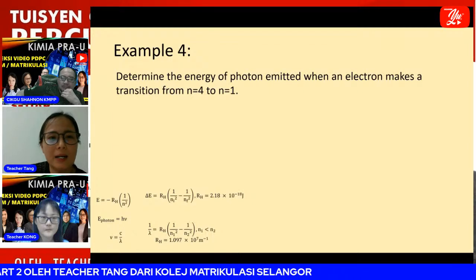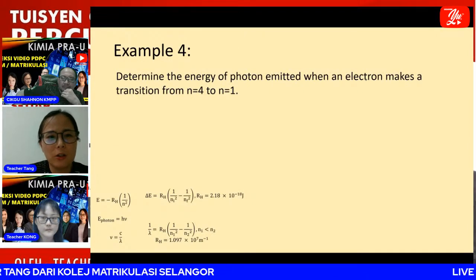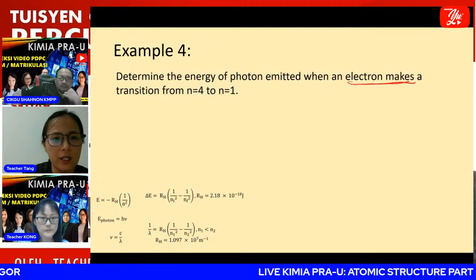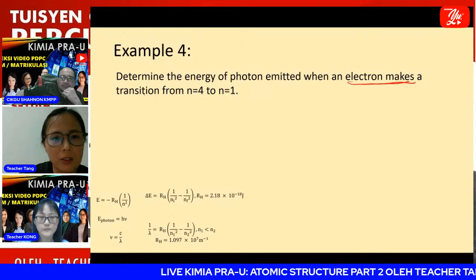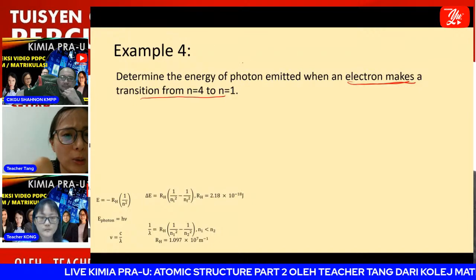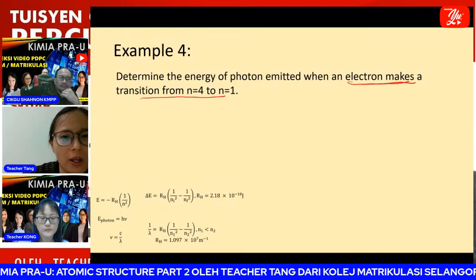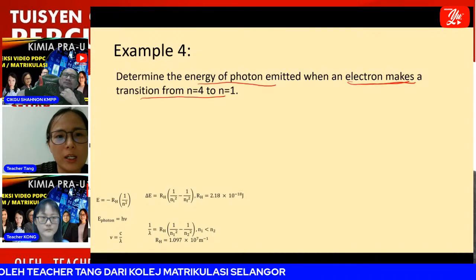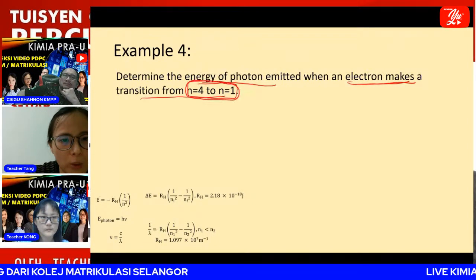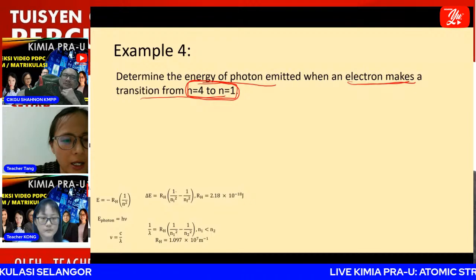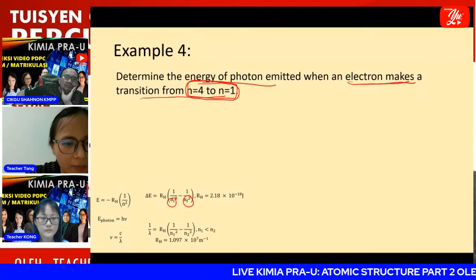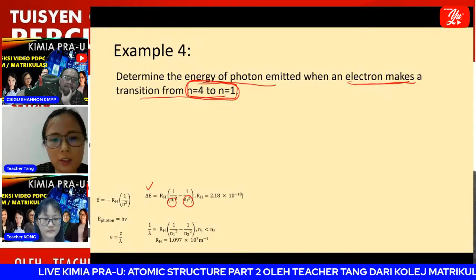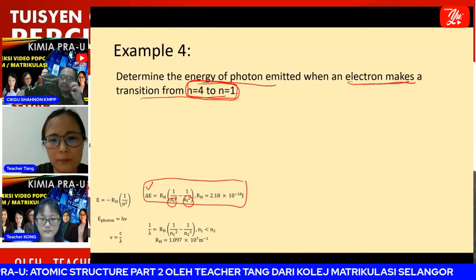So another example, example 4. Again, it involves an electron transition, n equals 4 to n equals 1. Now we want to calculate the energy of the photon. We have the electron transition between the two energy levels, and we want to calculate the energy of the photon. Therefore, this is the formula that we need to use.